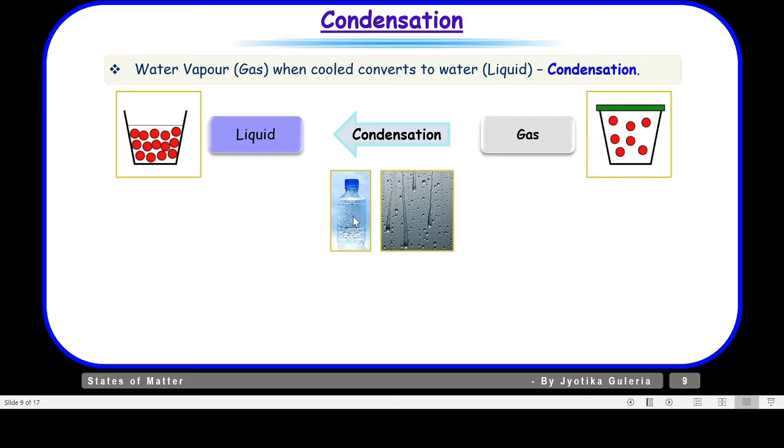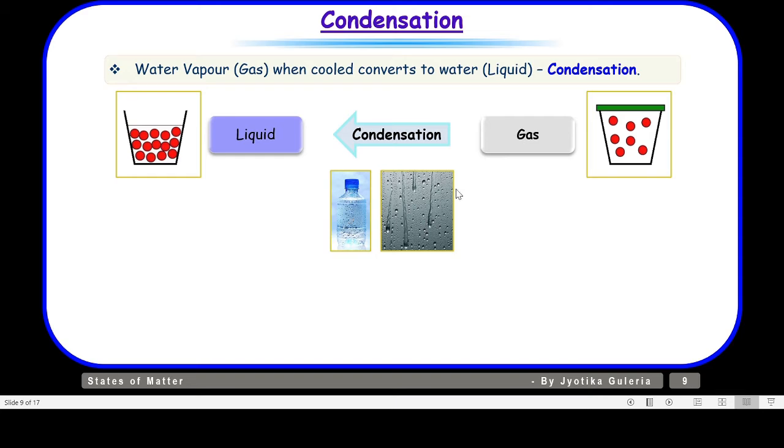If you take out a chilled water bottle from the fridge and keep it outside for some time, you will realize that after some time there are water droplets sticking on the outer surface of the bottle. So basically what happens is the water vapor present in the air, when it touches the cold surface of the bottle, condenses to form water droplets. And when we say condense to form water droplets, it means that the vapors come closer to each other and form water, and this process is called condensation.